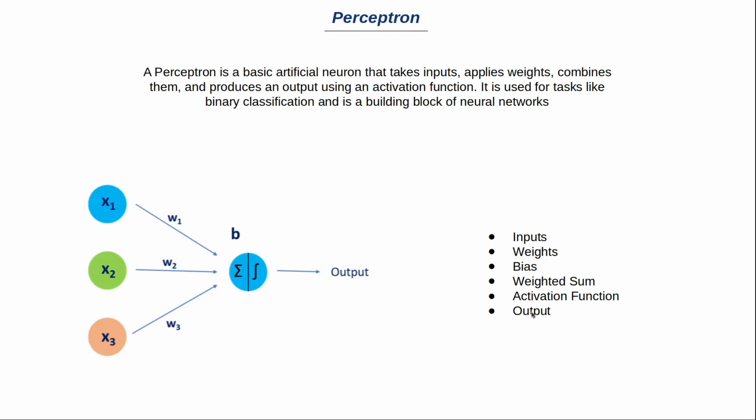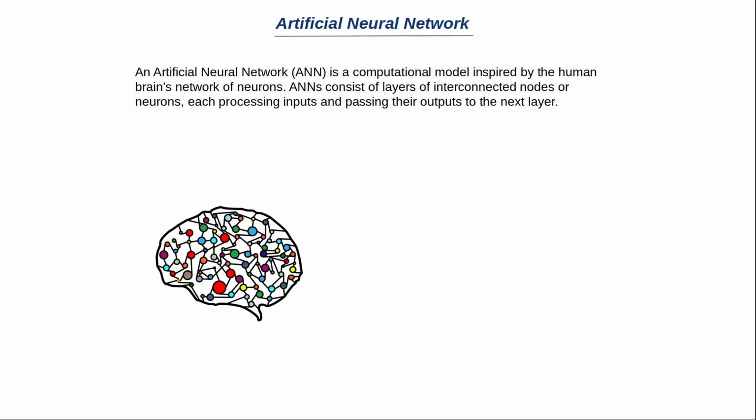And now we can come back to the artificial neural network, which is our topic of discussion today. This artificial neural network is basically a combination of all these perceptrons. So this is the definition: an artificial neural network is a computational model inspired by the human brain's network of neurons. As I said, just like the network of neurons that we have in our brain, this is an artificial representation of it, and it learns like how a human brain would learn.